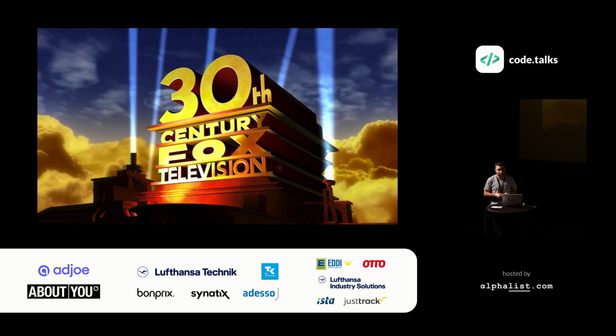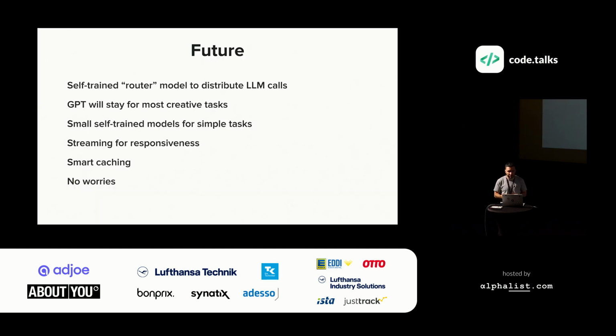Okay, wrapping up, a couple of words about the future: how we look into the future and how we think Twain will change in the nearest future. First of all, there is a lot of room for optimization, even right now. We want to have a tiny, thin router model to distribute all the calls to our API. We want to have it as soon as possible because it affects latency dramatically.